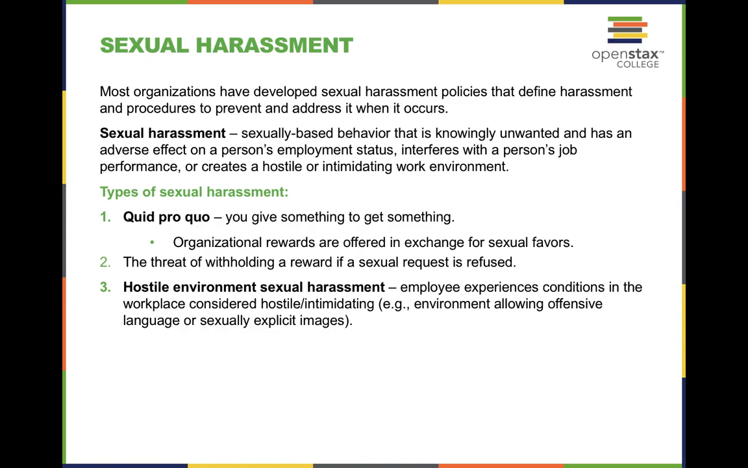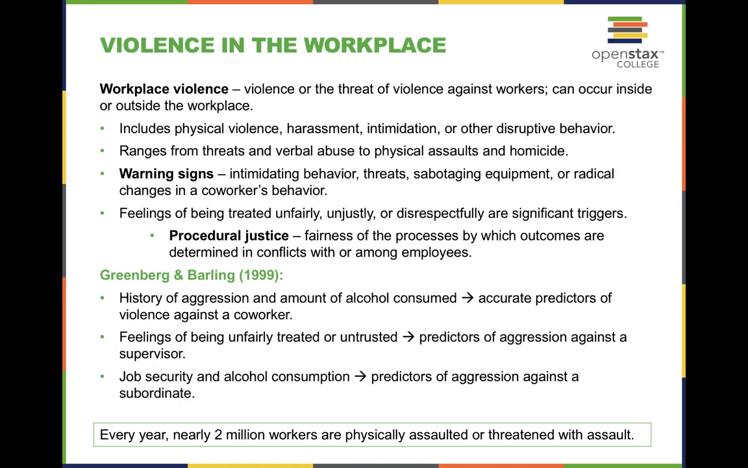And here are some of the types of sexual harassment. Quid pro quo. You give something to get something. Organizational rewards are offered in exchange for sexual favors, or the threat of withholding a reward if a sexual request is refused. And thirdly, hostile environment sexual harassment. This is where an employee experiences conditions in the workplace considered hostile or intimidating. For example, the environment allowing offensive language or sexually explicit images.